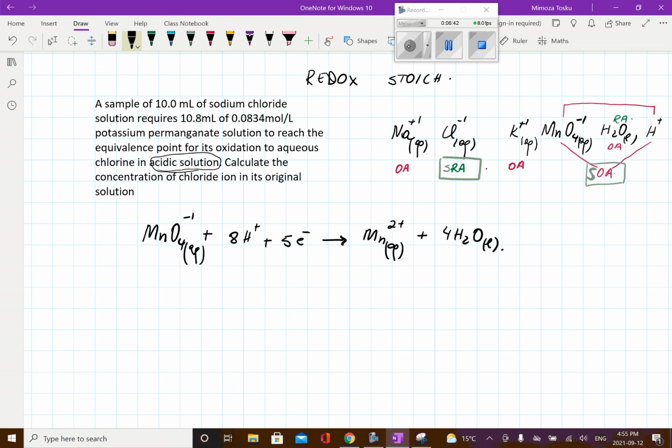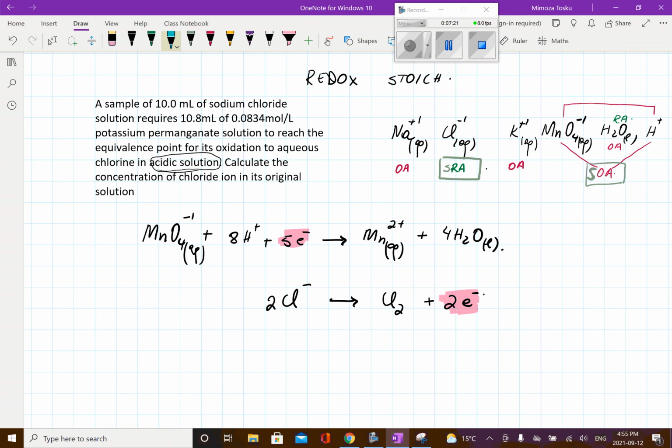And then the other one, we'll write it from the other side of the equation: 2 Cl- gives Cl2 plus 2 electrons. However, since the numbers of electrons in those two half reactions are different, we will find the common multiple for it, which is 10.